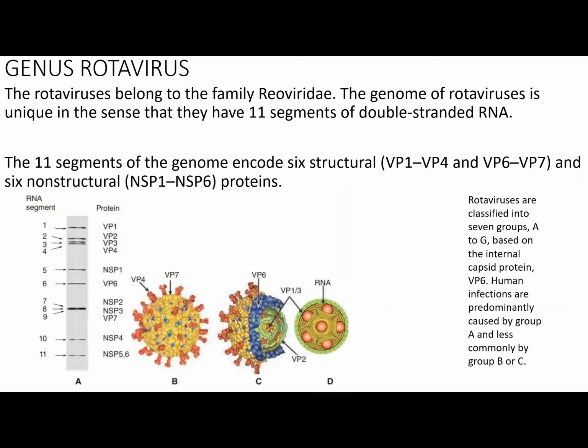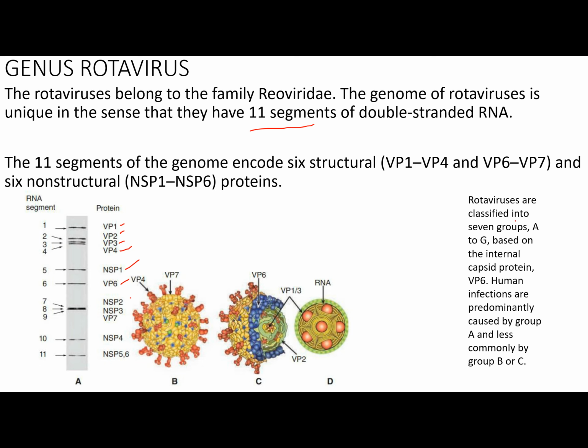Now, the rotavirus, class, belongs to the family Rheoviridae. The genome of rotavirus is unique in the sense that they have 11 segments. So, they have 11 segments, class. So, if you take a look at this electrophoresis, you would be able to see here 11 segments of double-stranded RNA. So, the 11 segments would consist of VP1, 2, 3, 4, NSP1, VP6, NSP2, 3, VP7, and the 10th segment is NSP4, and the 11th is NSP5/6.